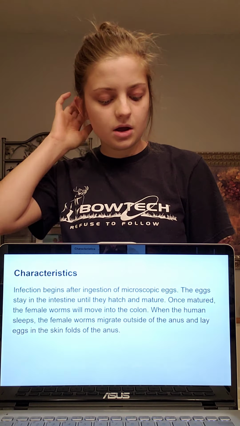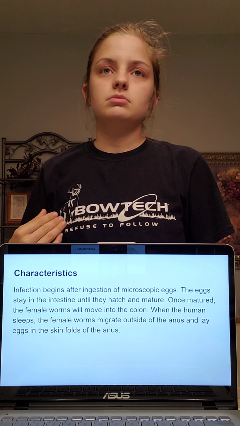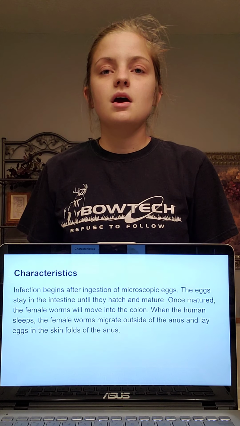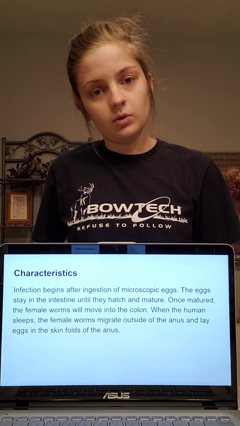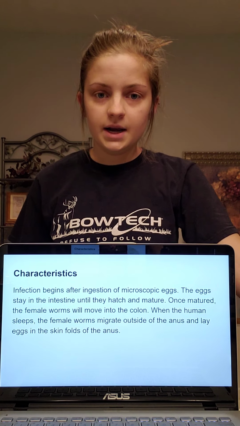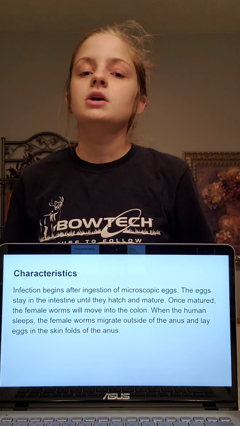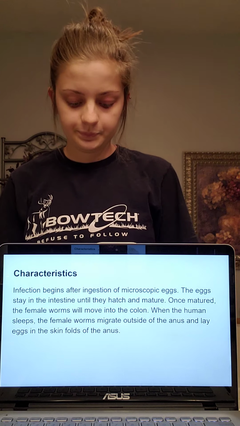So basically, they start out as eggs. You breathe them in, and they go down to your intestines. Once they mature, they move to your colon, because they're worms now and they can move. Once you go to sleep, that's when they're most active, and they travel to the outside of your anus and lay eggs. And then this is how the process goes: you itch your anus, you spread them.